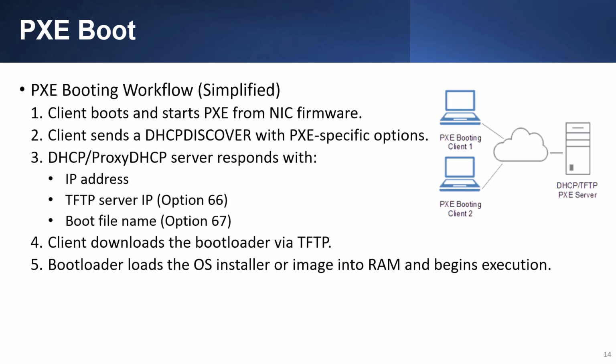The simplified PXE booting workflow includes: the client boots and starts PXE from the NIC firmware. The client sends a DHCP discover with PXE-specific options. The DHCP or proxy DHCP server responds with an IP address, the Trivial FTP server IP, and the boot file name, option 67. The client downloads the boot layer via Trivial FTP, and then the bootloader loads the OS installer or image into RAM and begins execution.